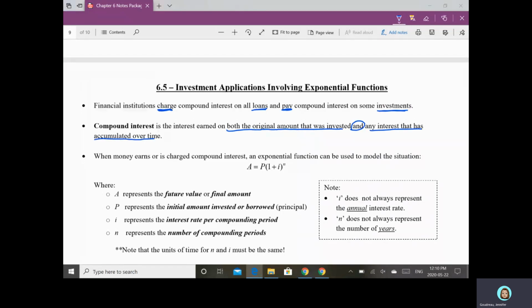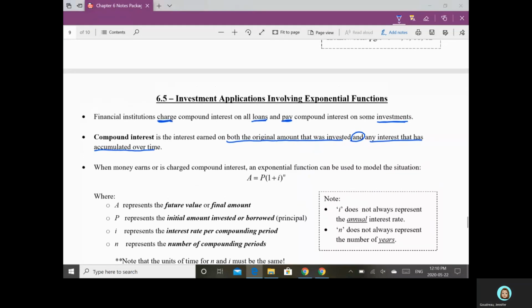What does that mean? Well, let's do a quick example. Let's say that you have $100 that you are going to invest at 10% per year, and we're going to say that that interest is compounded annually or yearly, once per year. Now, when we say compounded, that means that we are taking the interest that is earned and we add it into the initial investment. So compounding means adding that interest in.